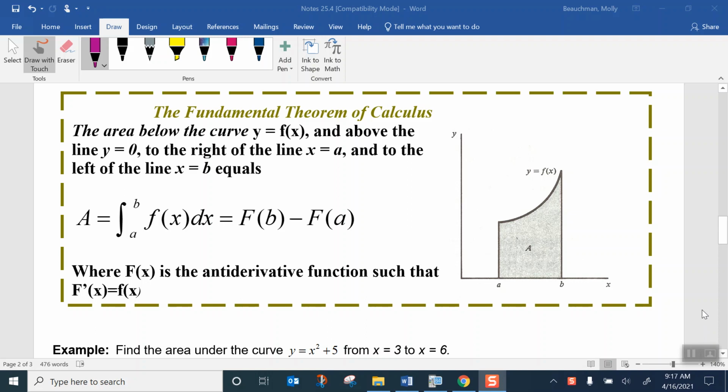In this video, we're going to take a look at the fundamental theorem of calculus and how it's used to find the area between two values on the x-axis, the curve, and vertical lines between those two values.